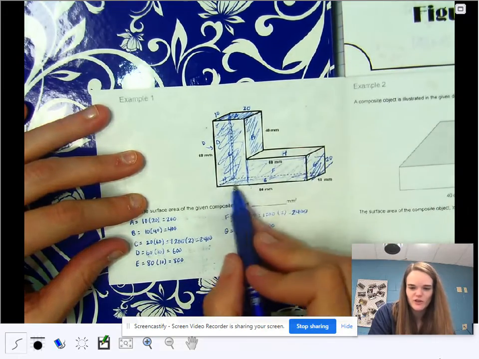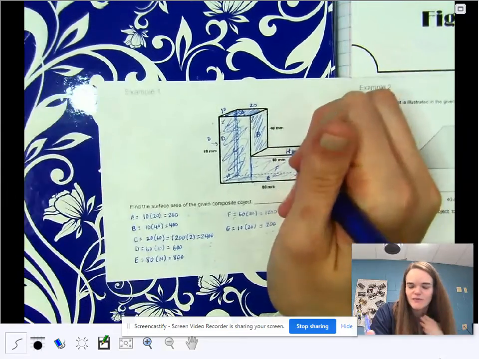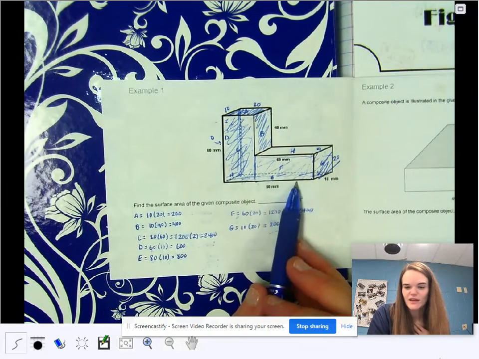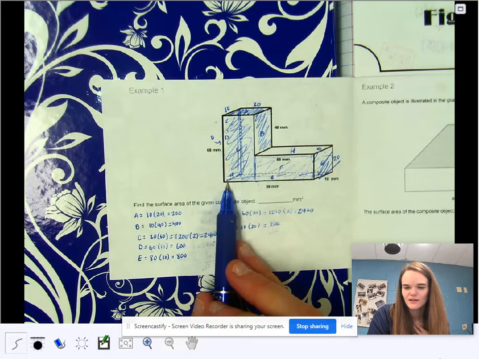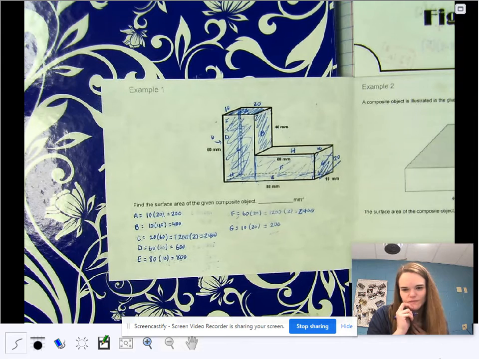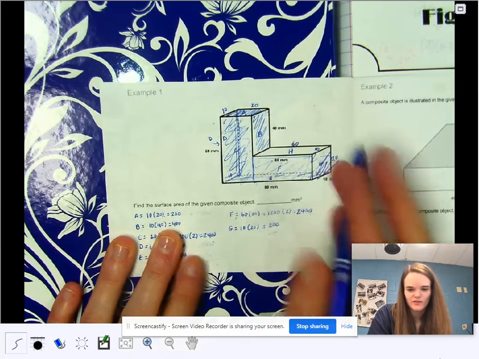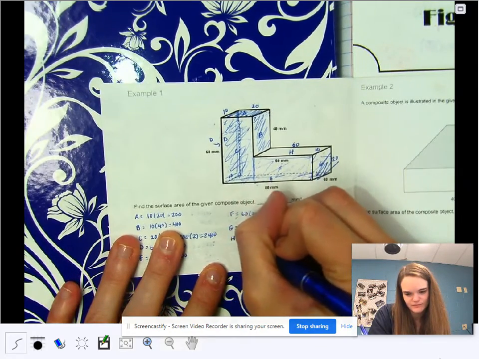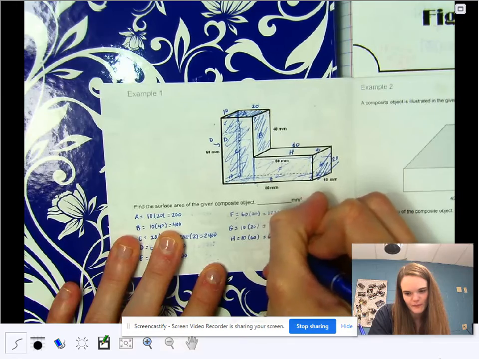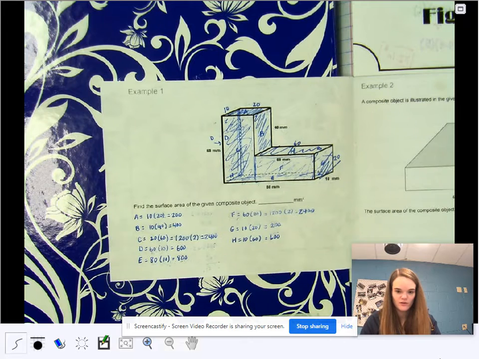Now, I don't have a bottom for H because E was this whole length here. Okay, so this is 10 by, let me see, this is 80. This is 20. This is 60. It says it right here. It might help if I could read. Now, couldn't it? So this is 10 by 60 for H, which is 600. Once you have found all pieces, like we just did, we are going to add them together.